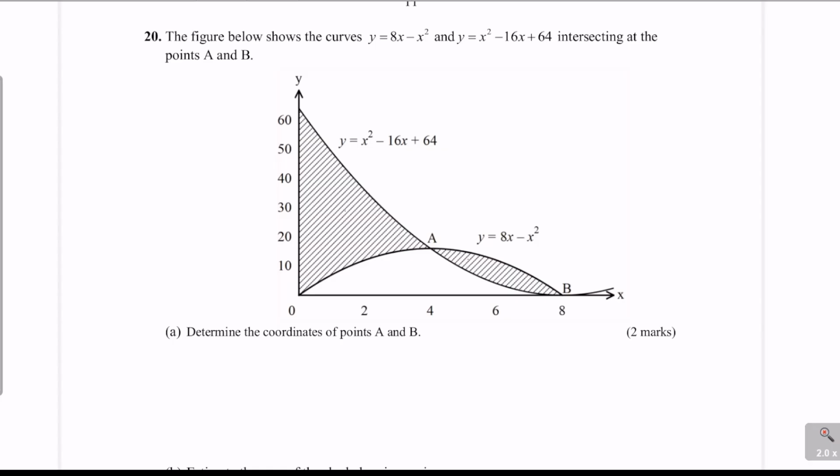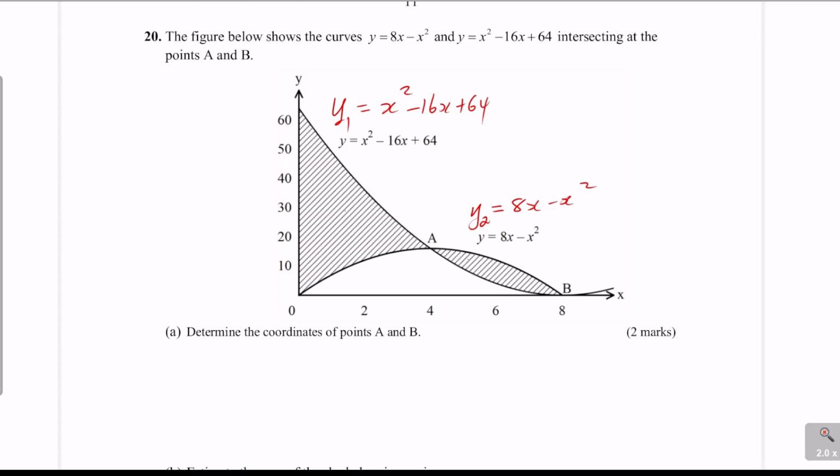So look at points A and B. Those are points of intersection of the two curves. So to get those points, you equate the y functions of both curves. And this is what you do. The first function here, we denote by y1, so y1 = x² - 16x + 64. Then for the purposes of calculation, we denote this function by y2 = 8x - x².